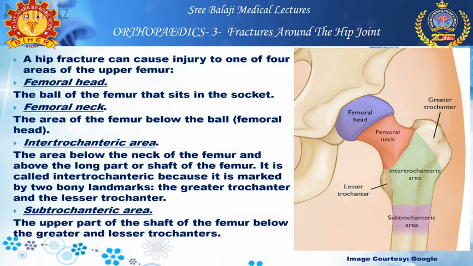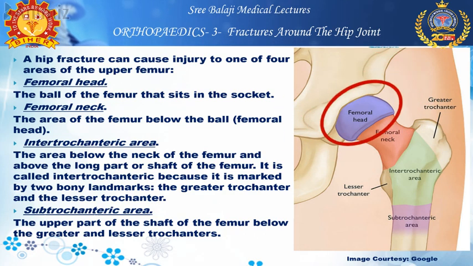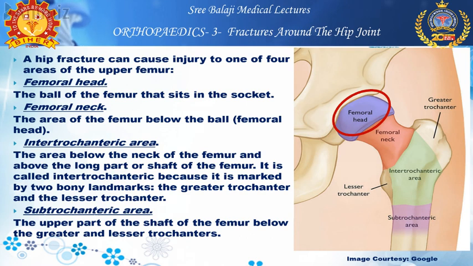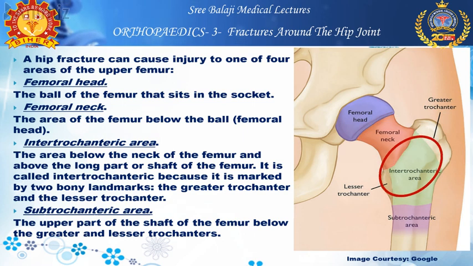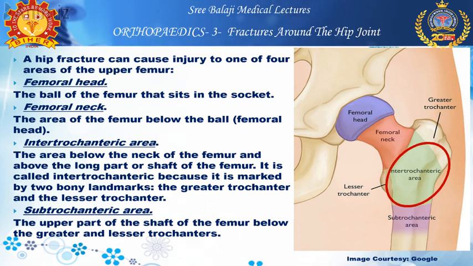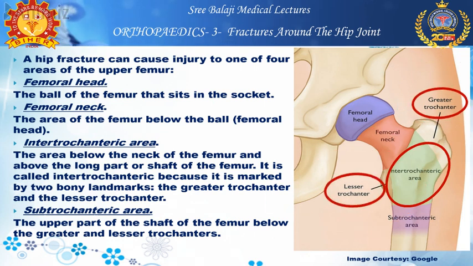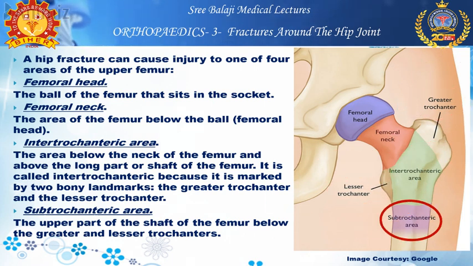A hip fracture can cause injury to one of four areas of the upper femur, namely the femoral head, the ball of the femur that sits in the socket; the femoral neck, the area of the femur below the ball, that is the femoral head. The intertrochanteric area is the area below the neck of the femur and above the long part or shaft of the femur. It is called the intertrochanteric fracture because it is marked by two bony landmarks, the greater trochanter and the lesser trochanter. Next is the subtrochanteric area, the upper part of the shaft of the femur below the greater and lesser trochanters.